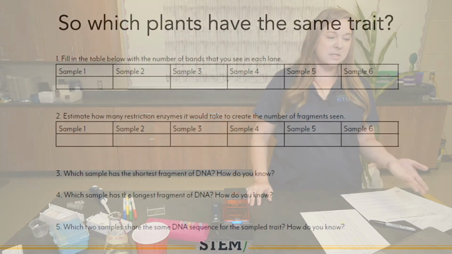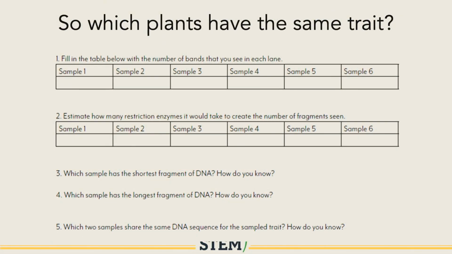Now that we have results, have your students go through the final questions of the lab. So which plants have the same traits? Which bands are the same? Fill in the tables that you see there and have them come up with a concluding question.